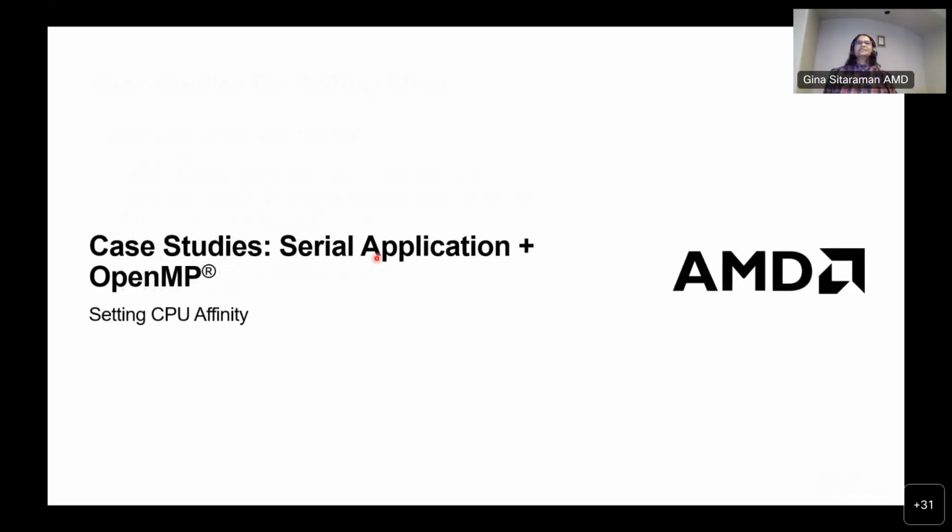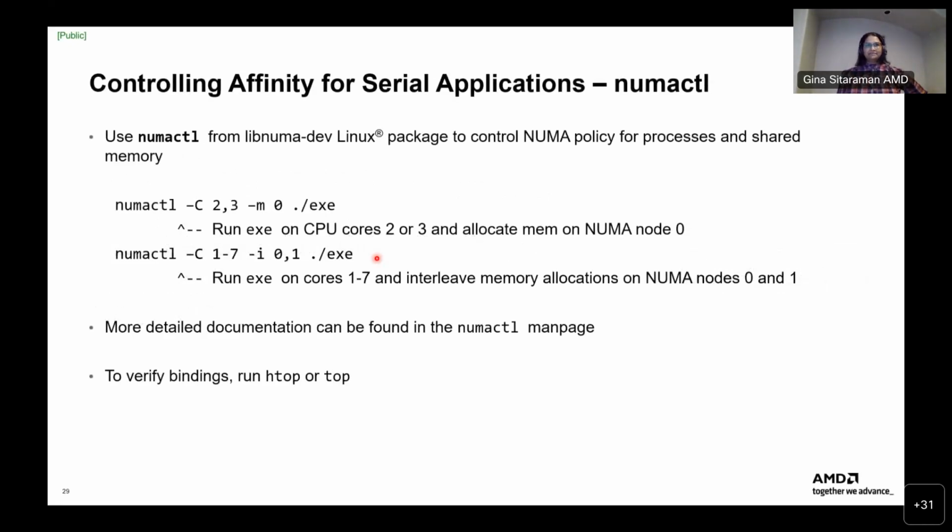Okay, in the case of the serial application and just multi-threading on CPUs, it's important to set CPU affinity correctly. And NUMA control is one of the tools that we have from the libnuma-dev Linux package. In some systems, I have also seen that there is a package called numactl that provides this tool. So after installing one of those packages, we can use NUMA control to set the NUMA policy for processes and their threads. So in this case, for example, exe is our serial application.